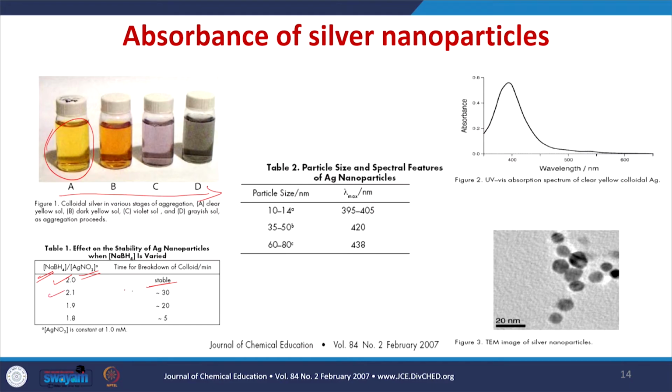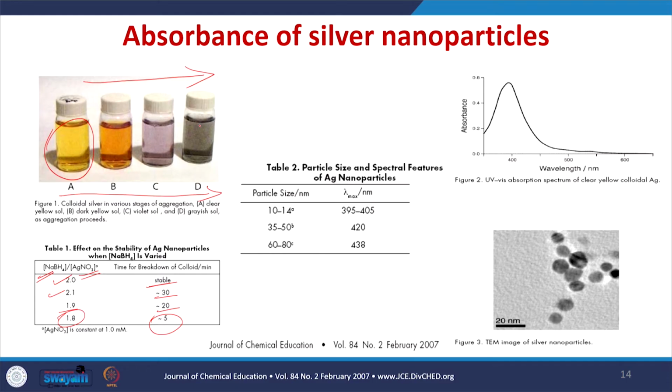If the ratio is 2.1, the nanoparticle is stable for 30 minutes. If the ratio is 1.9, it is stable for 20 minutes. If the ratio is 1.8, the silver nanoparticle is stable only for 5 minutes. You can see here with respect to the aggregation, the color also varies, because the particle size is bigger with respect to the aggregation.